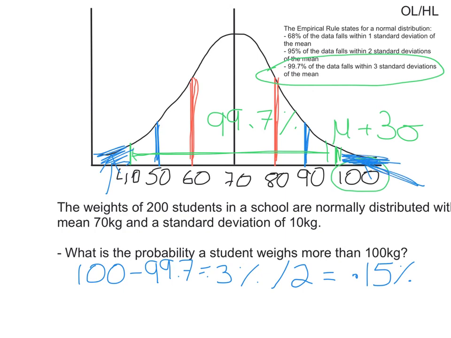If it's 0.15%, the probability is equal to 0.0015 when we convert. So the answer is 0.0015.